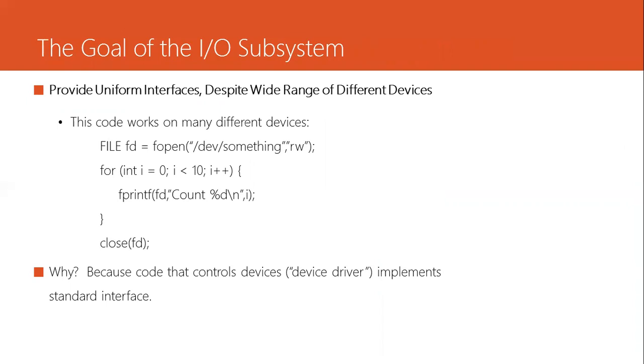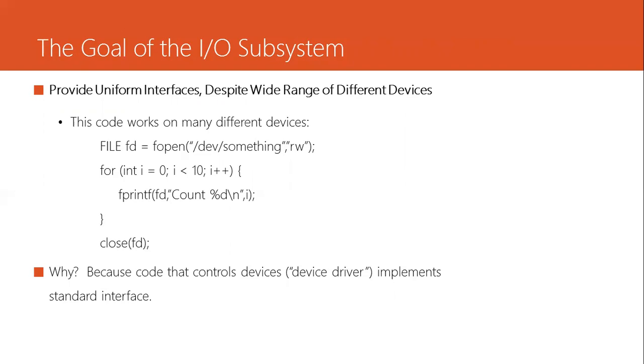Here is an interesting thing. Here is an interesting code. We do a file open on /dev/something, and we write, we go through it, and we fprintf a bunch of stuff to it, and then we close. Notice that other than maybe what the word something is, we don't know anything about the device. This is the standardized piece of code that works on a variety of devices.